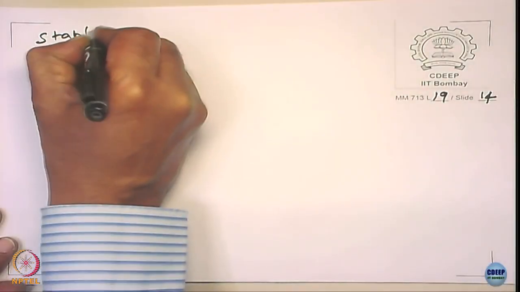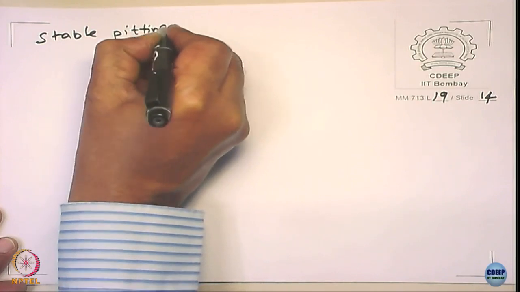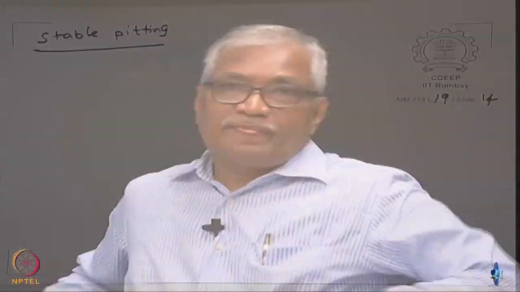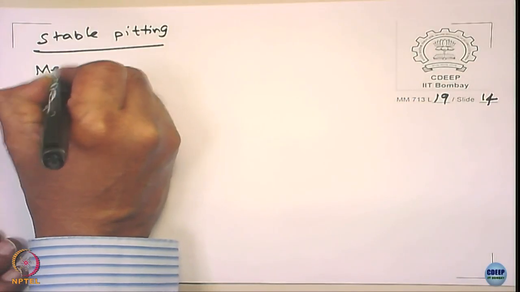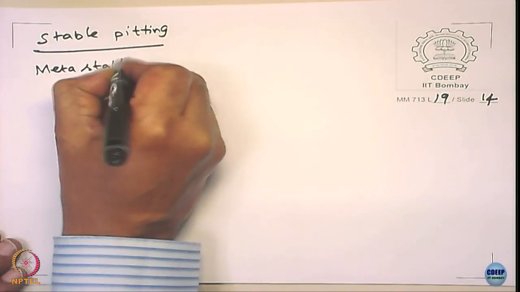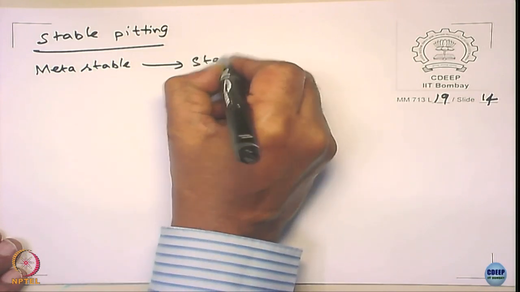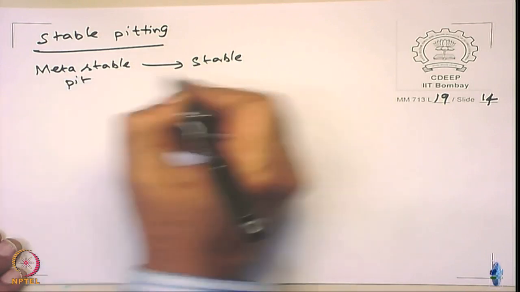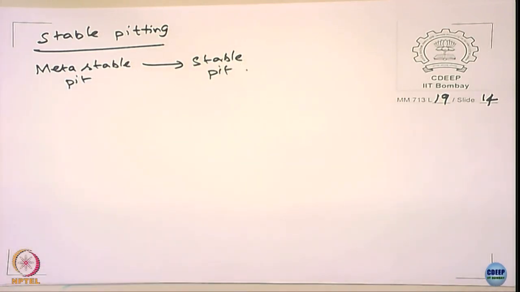So, this is something you should be looking at actually. Now the pit becomes stable, right. What makes a transition from metastable to stable pit? Here there is a lot of similarity between crevice corrosion and pitting corrosion, okay.